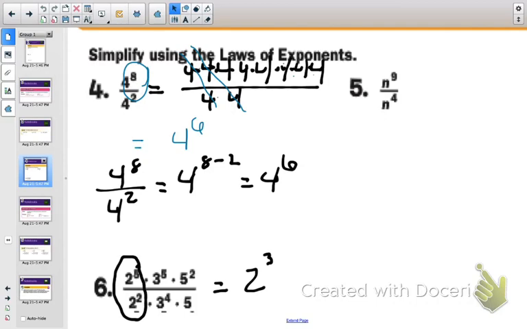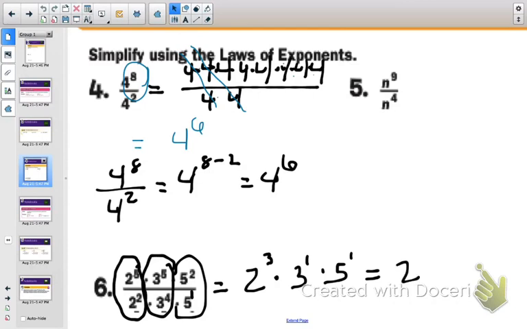Then we look at the 3's here. 3 to the 5th on top, 3 to the 4th on the bottom. So I'm going to be left with 3 to the 1st, or you can just put 3. And then look at your 5's. So we have 5 squared on top. This is really 5 to the 1st, remember. So 1 5 will cancel from the bottom and the top. So I'm just left with 5 on the top. That's 5 to the 1st.